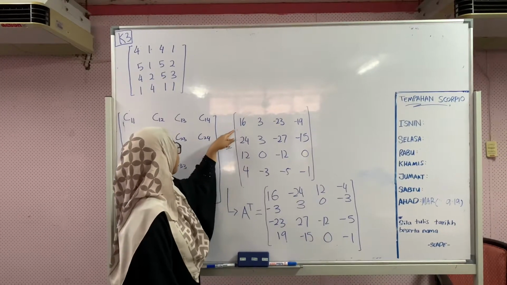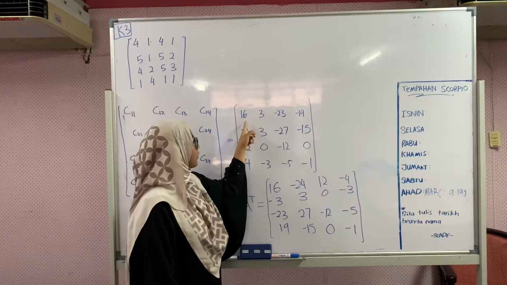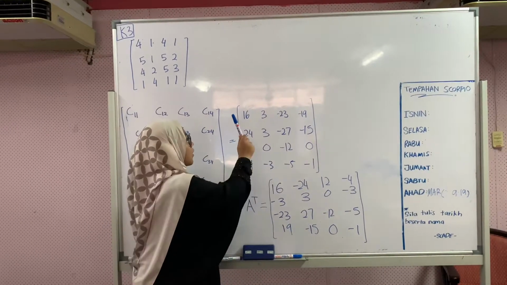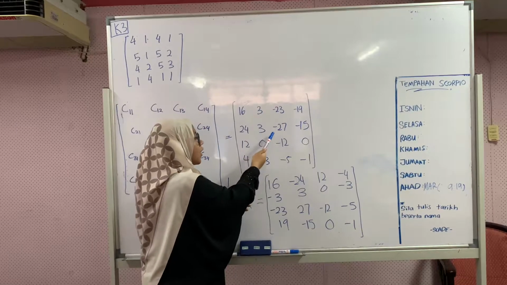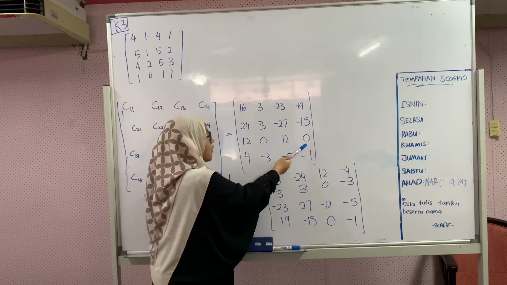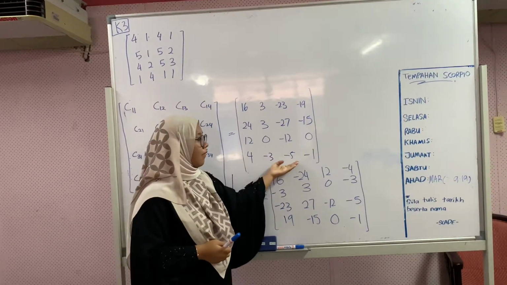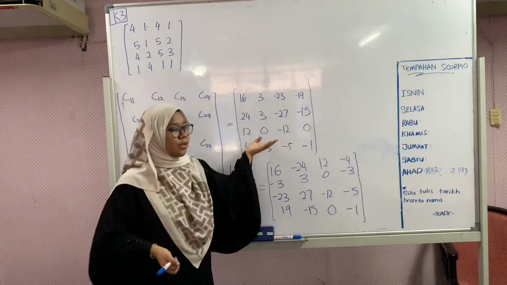So this is for the cofactors of row 1 and column 1. This is 16, 3, negative 23, negative 19, negative 4, 3, negative 7, negative 15, 12, 0, negative 12, 0, 4, negative 3, negative 5, and negative 1. So this is the new adjoint matrix that we had calculated.